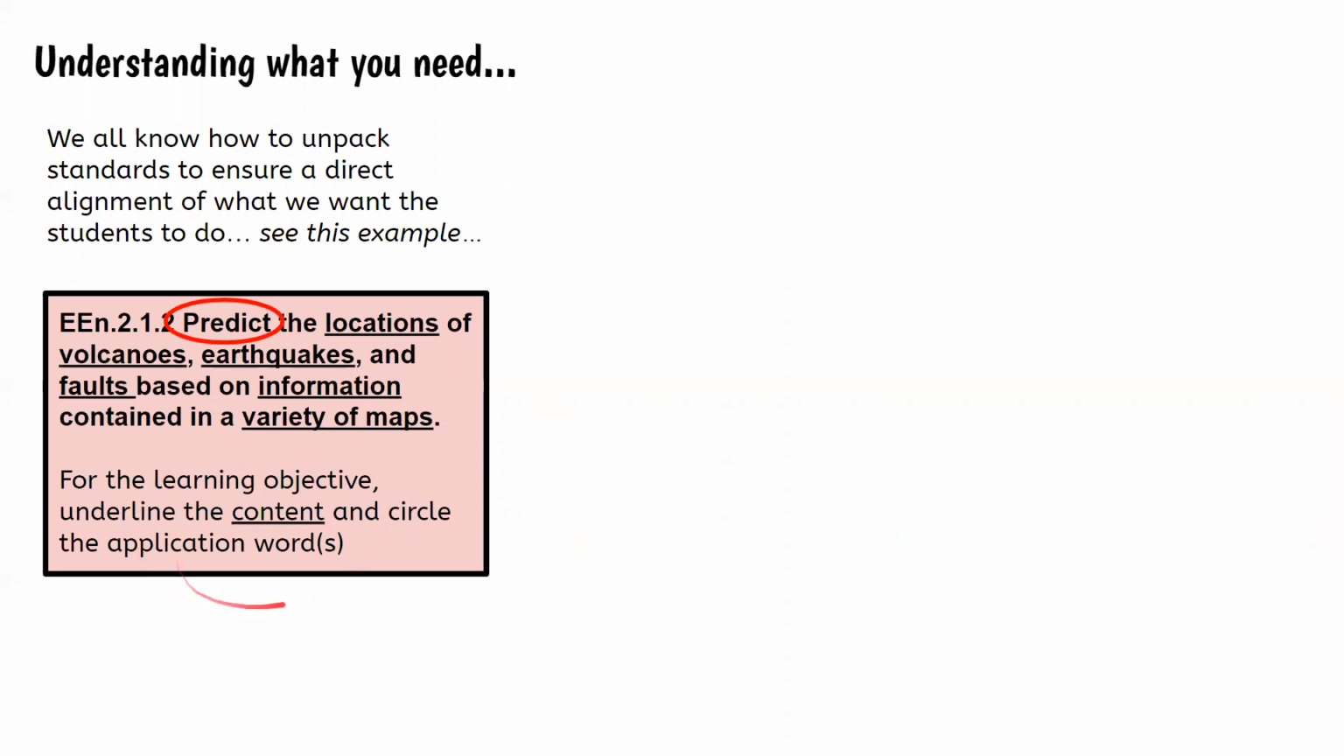So for the learning objective, I have my students underline the content and circle the application words, that verbiage. What do I want them to do? I want them to be able to predict at the end, not explain, not detail, not compare, not contrast, but to predict. So what are they predicting? They're predicting something about locations of all these Earth processes using information of a variety of maps. So predicting the locations of earthquakes using information from a variety of maps. So I'm hitting each of those pieces about volcanoes, earthquakes, and faults.